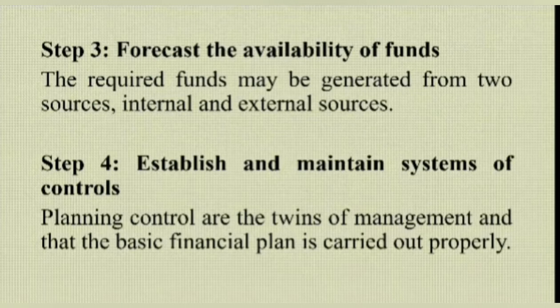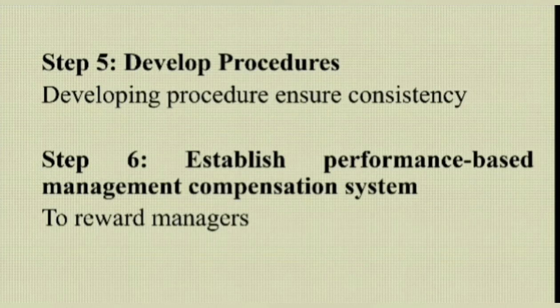Coming to the next point, step 4, establish and maintain systems and controls. Here, planning and control are the twins of management to ensure proper and effective utilization of funds in the organization and make sure it is carried out properly. Next, step 5, develop procedures. Here, it is about consistency. If the economic forecast does not materialize properly, it will be a loss for the business.